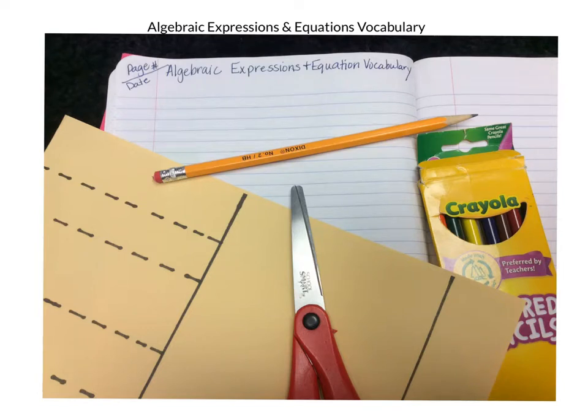Hello, today we're going to be covering the vocabulary for algebraic expressions and equations. Make sure you have the foldable, a pencil, scissors, map pencils, and your interactive notebook. Make sure your interactive notebook is titled as you see here. Make sure you put the page number, which is the next page, in your interactive notebook. Make sure you also date it with today's date.